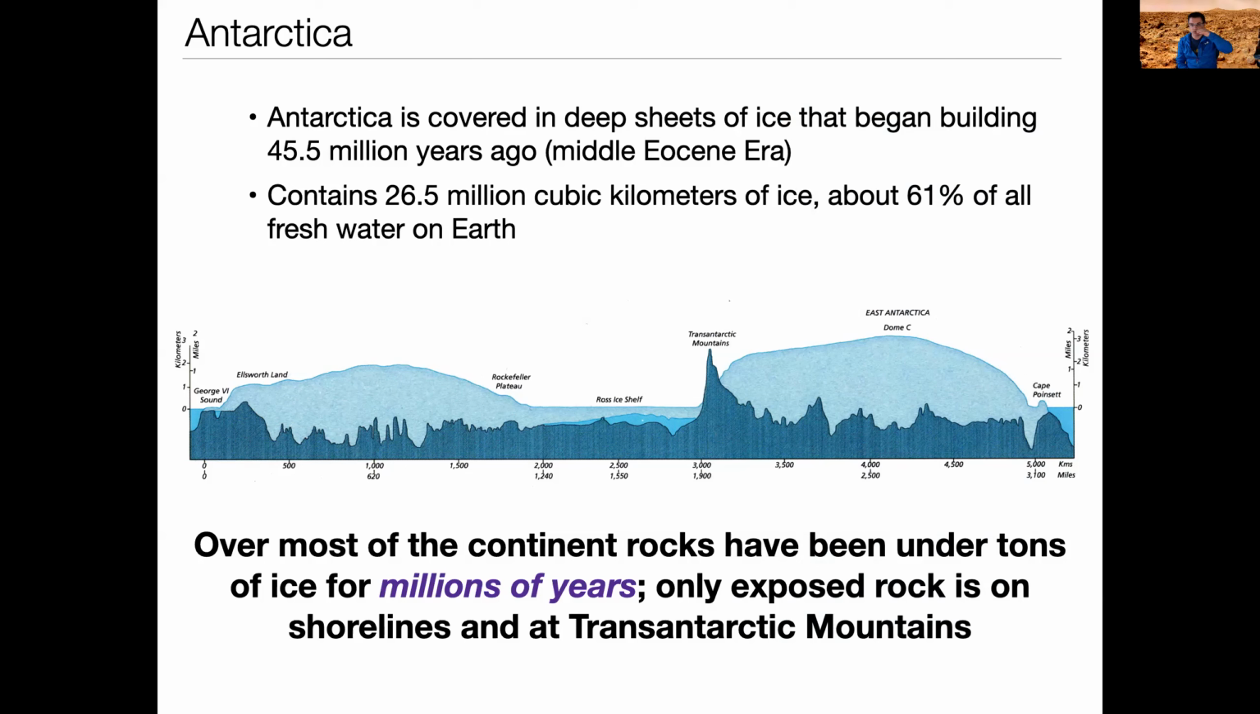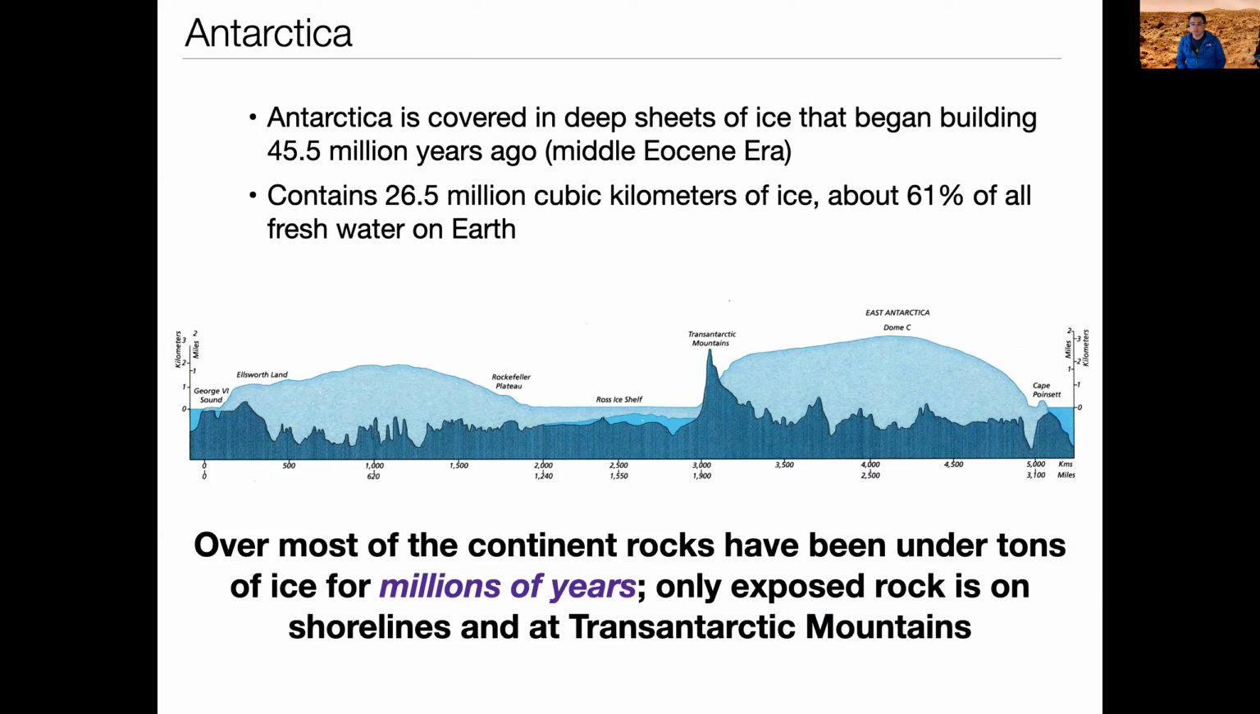And so over the last 45 million years, each snowfall has just been built on top of itself, and the snow slowly compresses and becomes ice, and then it just builds up and builds up and builds up. So over time, there's about 26.5 million cubic kilometers of ice. That accounts for about 61% of all the fresh water on Earth.